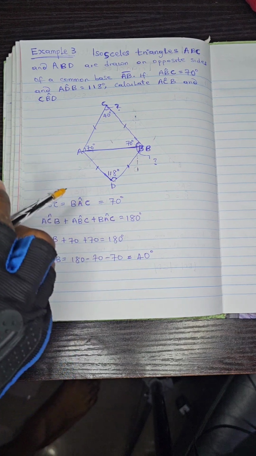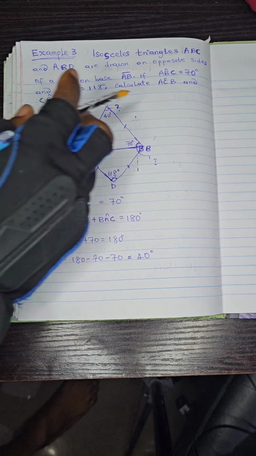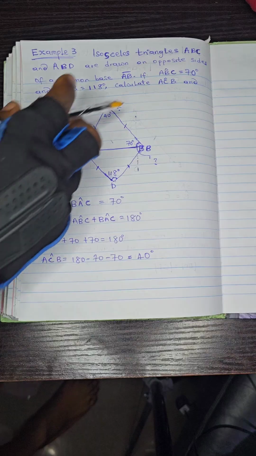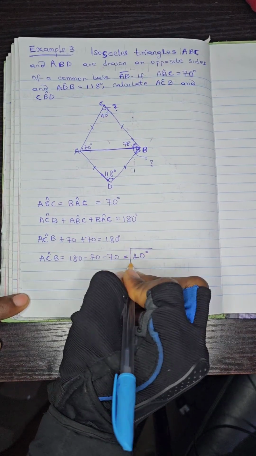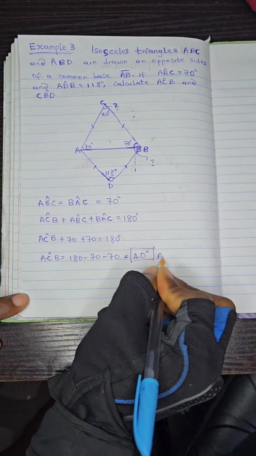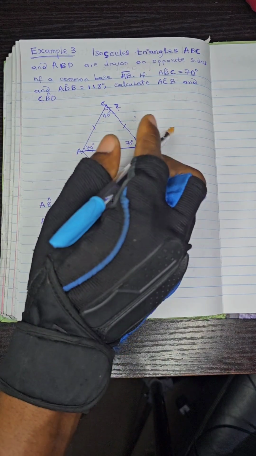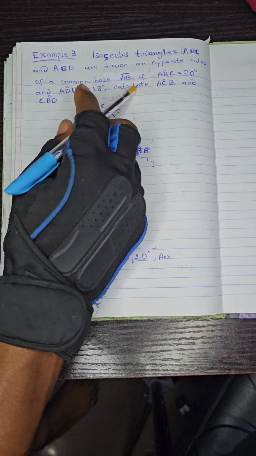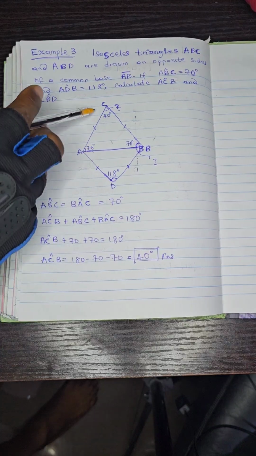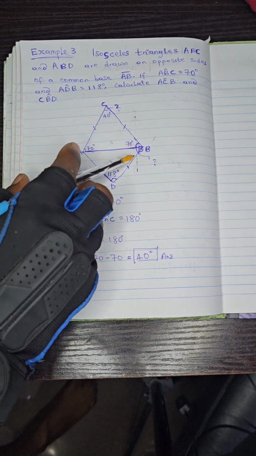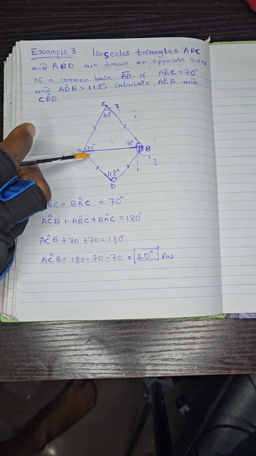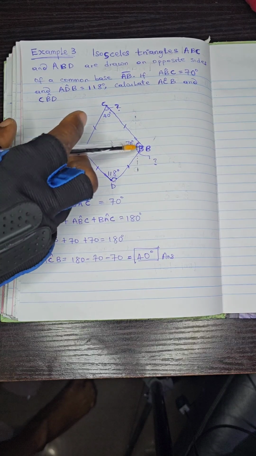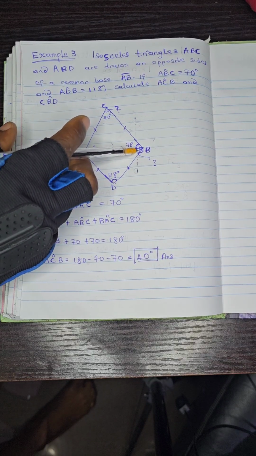So what we are told to look for is ACB. I think that's the first one we are looking for. This is our answer. The second one we are told to look for is CBD. So to get CBD, remember this is an isosceles triangle and this is the base. So the angle here must be equal to the angle here.